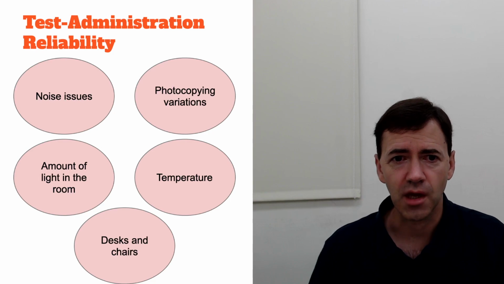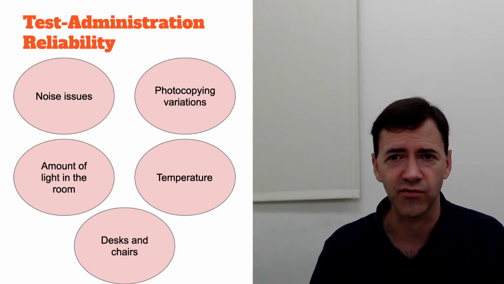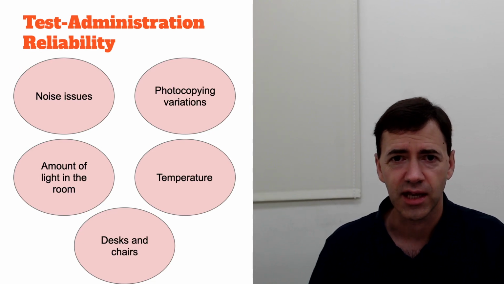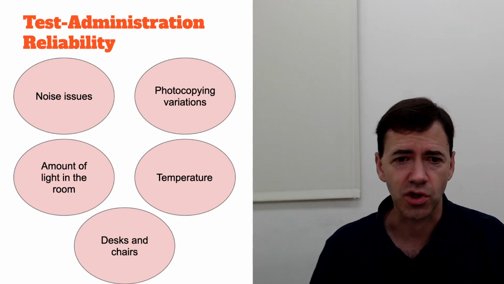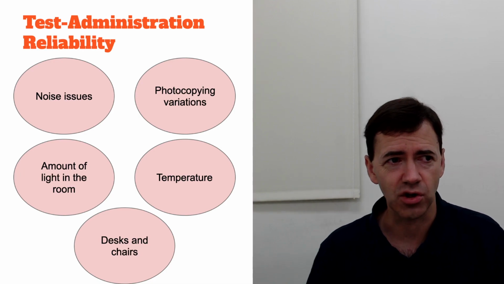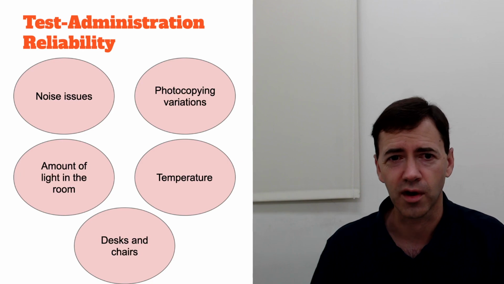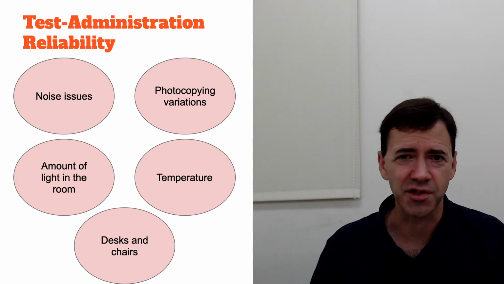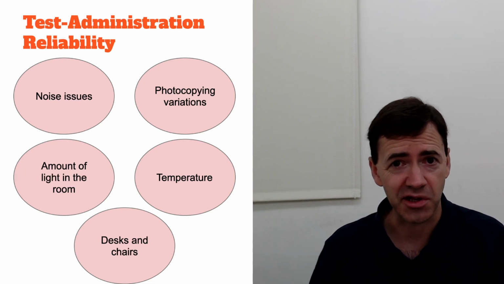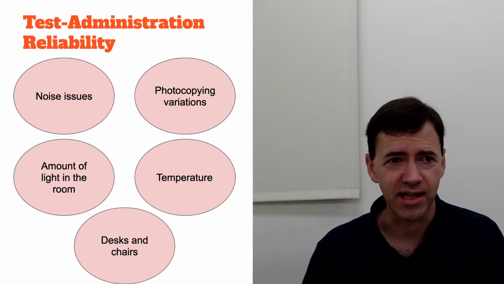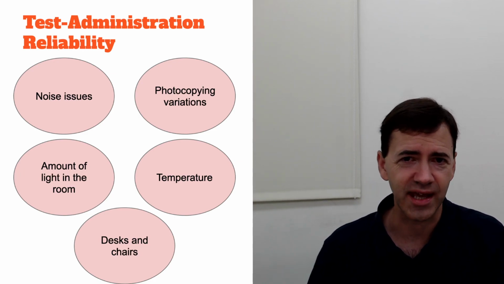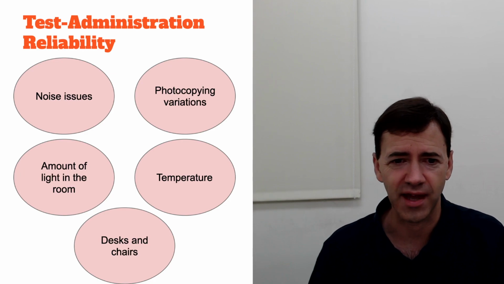Okay. Another one could be test administration reliability. Sometimes we have no control over these things, but if you do, then be careful. So it could be noise issues. Maybe you're doing a listening test, but there's some construction outside, or there's loud noises going on, or it's not loud enough. Students can't hear in the back corner of the classroom. They can't hear. So you have to really be careful about that.